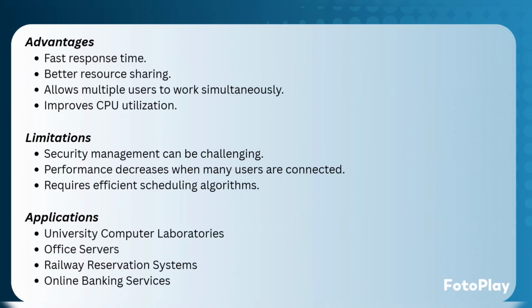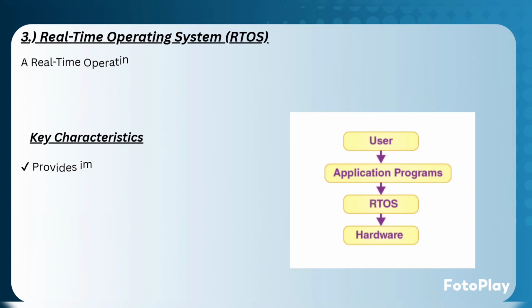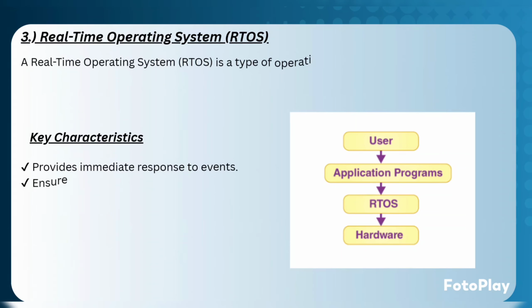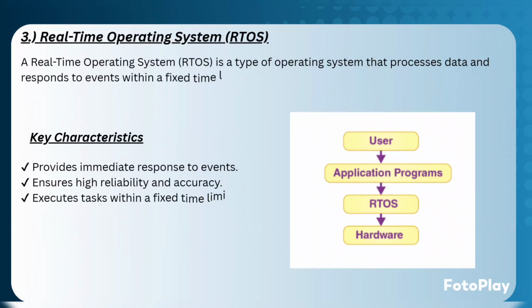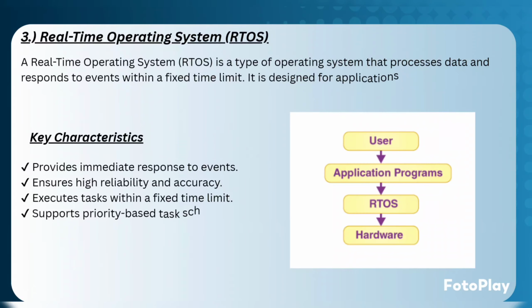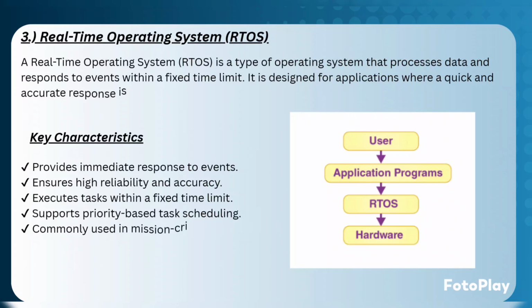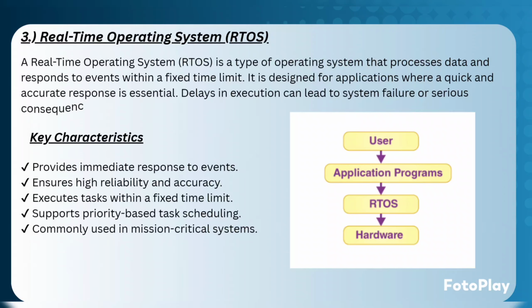Now we have understood the batch and the time-sharing operating system. Let's move toward the real-time operating system. This is one of the most important operating systems because it is used in situations where even a small delay is unacceptable. A real-time operating system processes data and responds to events within a fixed time limit. Its main goal is to provide quick, accurate, and predictable response.